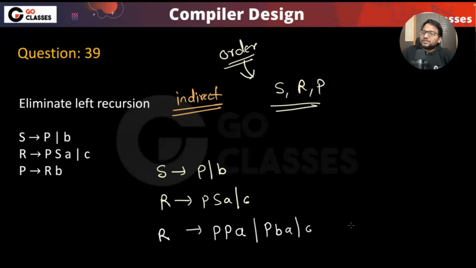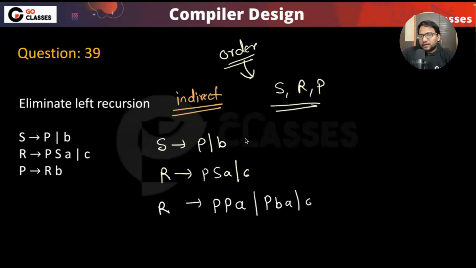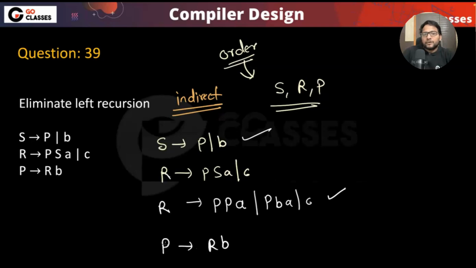Now, can you tell me what is the next step? Remove the left recursion if it is there. Is there any left recursion now? Since there is no left recursion, don't worry about it. So this is what you got, right? Now just take the last non-terminal production, which is P. So P gives RB. Now tell me what is the next step you need to do? You need to replace this production of S and production of R, right?